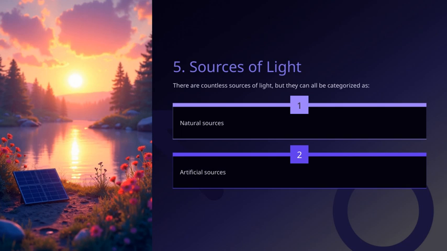These are designed to provide illumination when natural light isn't enough or isn't available. Understanding these categories helps us appreciate how light influences our lives and how different sources serve various needs. This classification also ties into the broader theme of how we harness and utilize light in our daily environments.